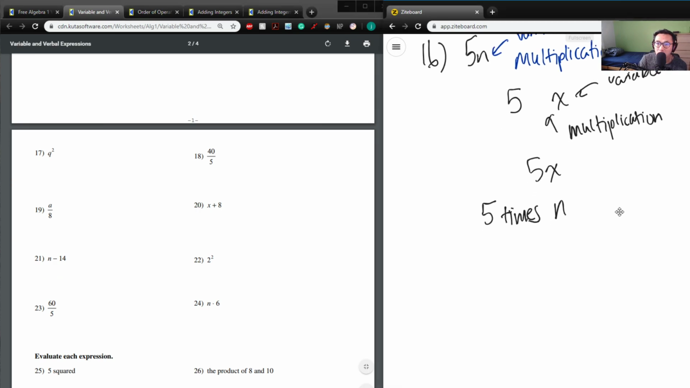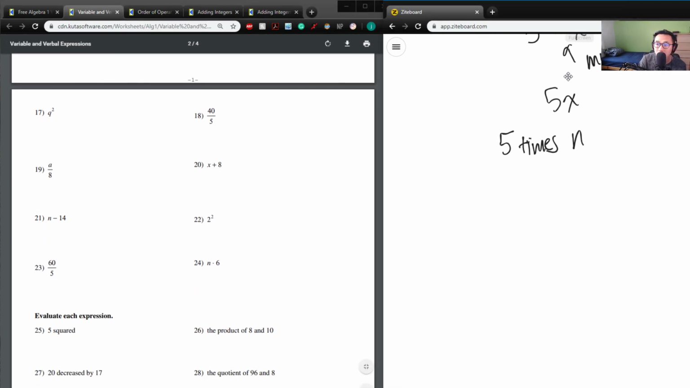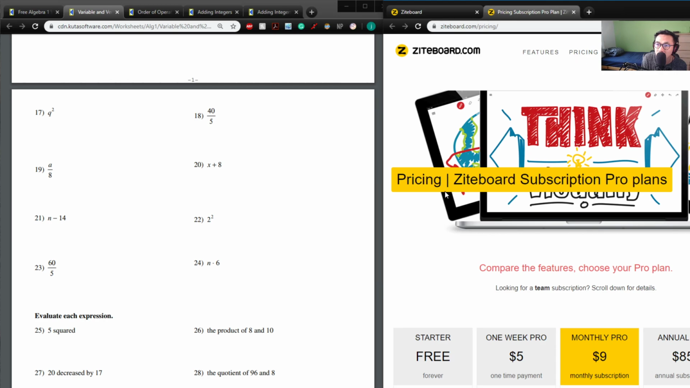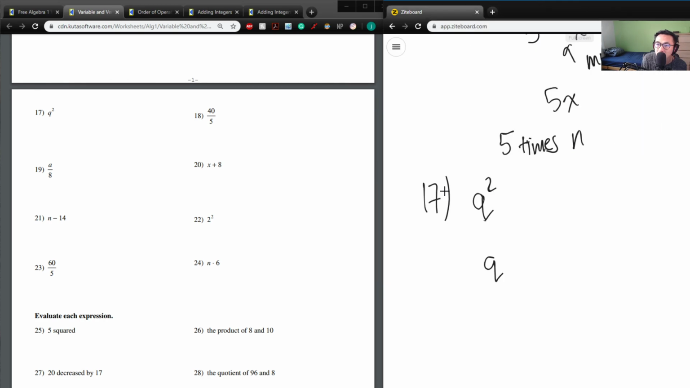Let's do a couple more before we move on. Let's do 17 here. We have a q and then a little 2 above it. In this case, q is my variable. It's just a letter that represents some type of unknown. So we know it's q. And this little 2 raised at the top right corner represents the idea of an exponent.